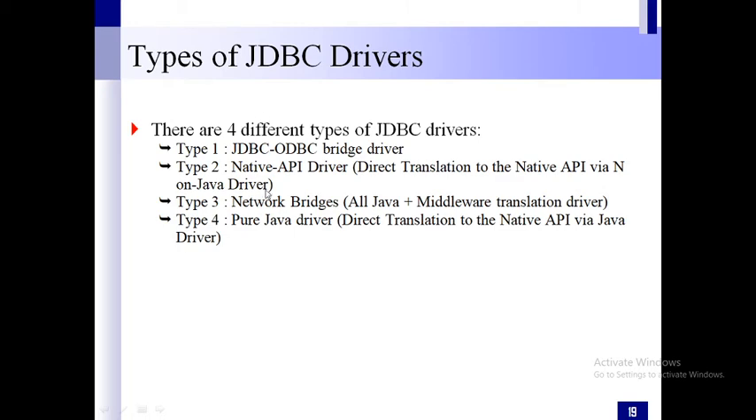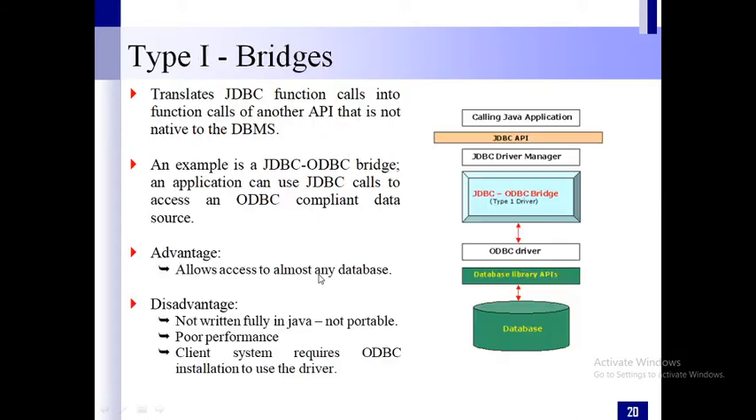And now we'll see what are the different types of JDBC drivers. In general, we have 4 types. In some nomenclature, they will say there are 5 different types, but according to your syllabus, we have only 4 different types of JDBC drivers. Okay, type 1 JDBC-ODBC bridge driver, then type 2 native API driver, type 3 network protocol driver, and type 4 pure Java driver. Now we'll see one by one.